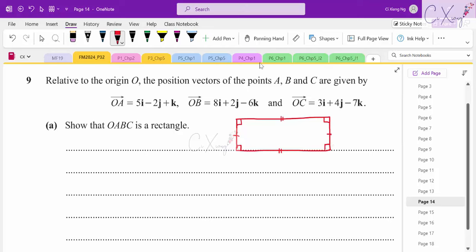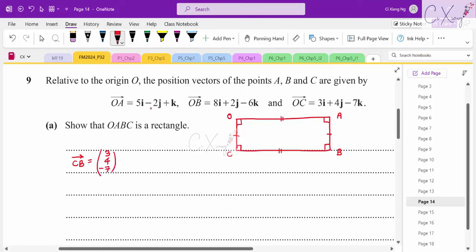Alright, what I am going to do now is simply label O, A, B, C in this way, so it is easier for me to do my calculation. I know that my OA is 5, negative 2, and 1. I try to find out CB first, so the vector from C to B. From C to B, I'm having CO plus OB. CO, I should have negative 3, negative 4, and positive 7. OB is 8, 2, and negative 6.